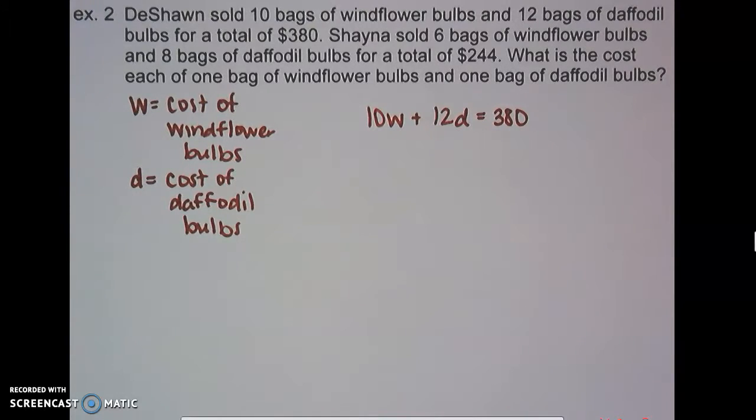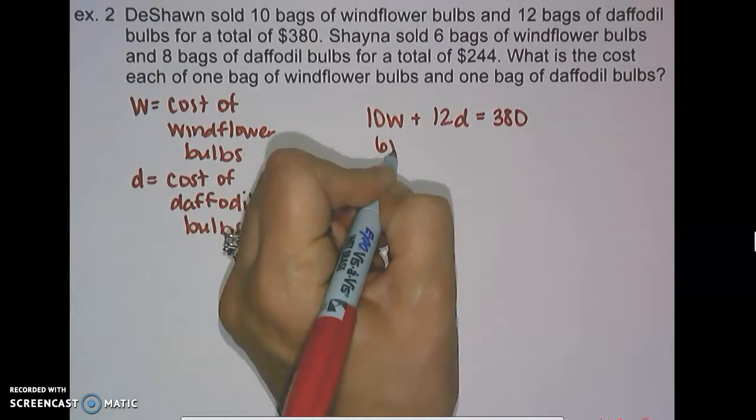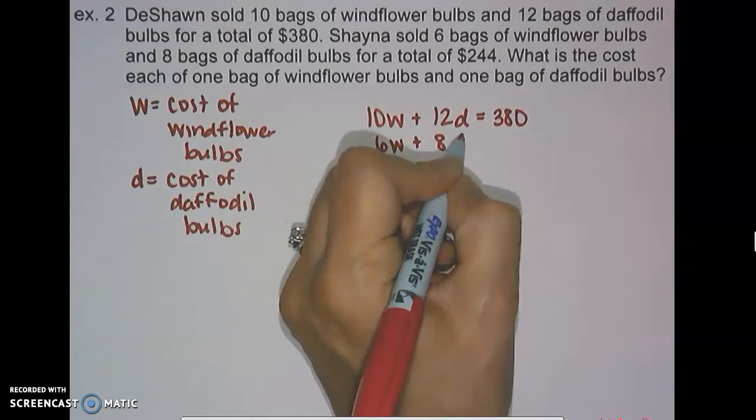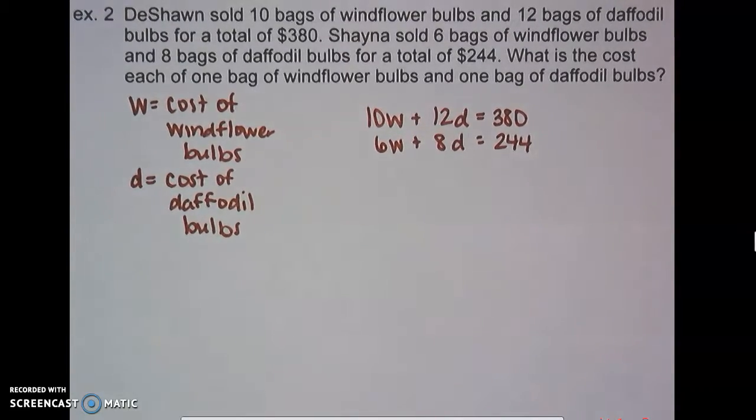We're going to do the same thing with Shayna. So she sold 6 bags of windflower bulbs and 8 bags of daffodil bulbs for a total of $244. So there's our system, and we're going to work on solving that.